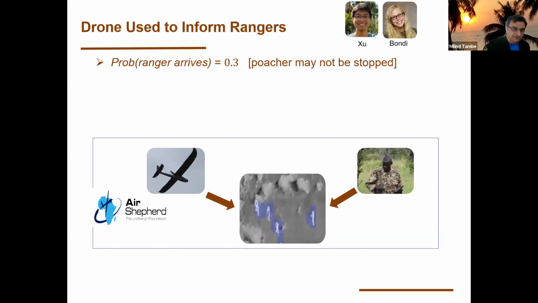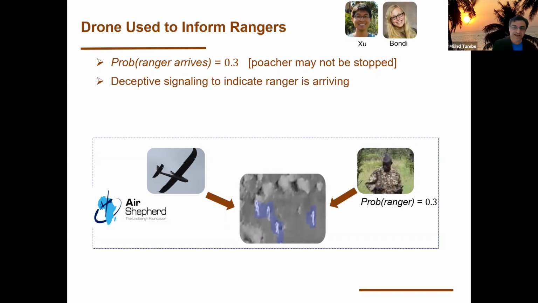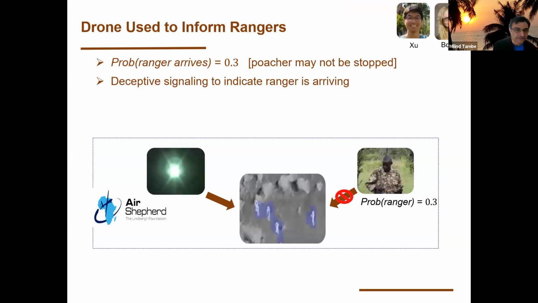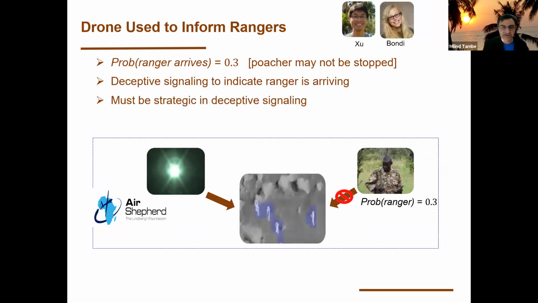Our collaborators, Air Shepherd, for example, have a deceptive signaling technique to try to deceive poachers to indicate a ranger is arriving. It's late at night, they'll turn on their light and they'll fly towards the poachers. And they've shown that when they do that, the poachers actually run away. However, if you always turn on the lights when there are no rangers arriving and fly towards the poachers, they will figure this out. So we must be strategic in our deceptive signaling.